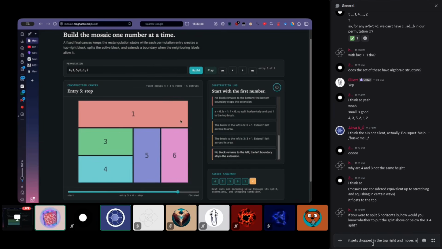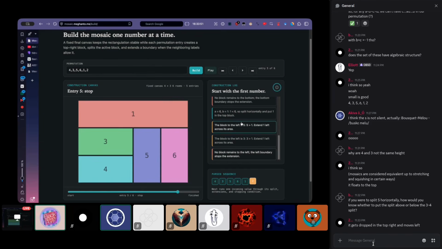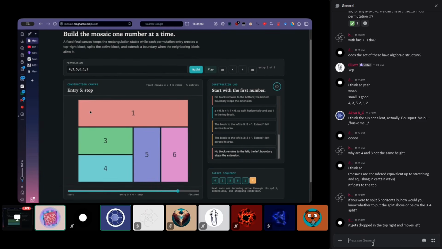So we check if 5 is greater than 1, so extend 1 left. 3 is greater than 1, extend 1 left. And then we hit the boundary and we stop. It's a pretty straightforward algorithm, and once we put in 2, we're finished. And we have our mosaic.